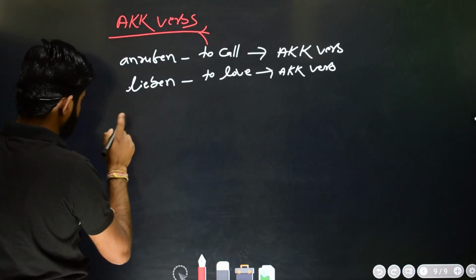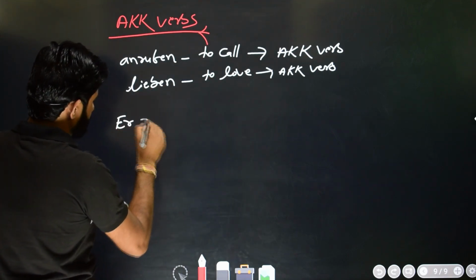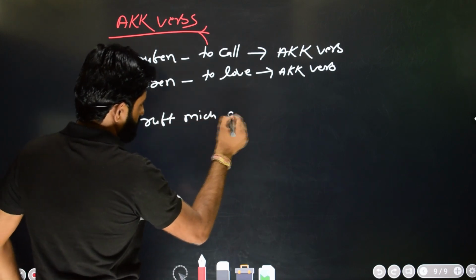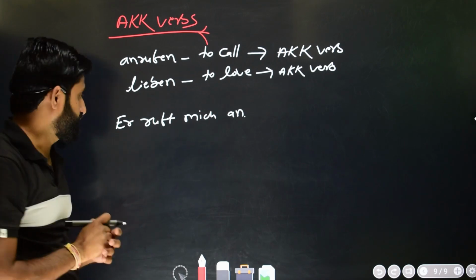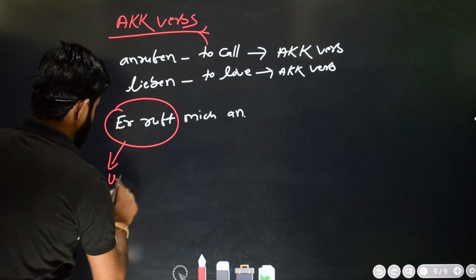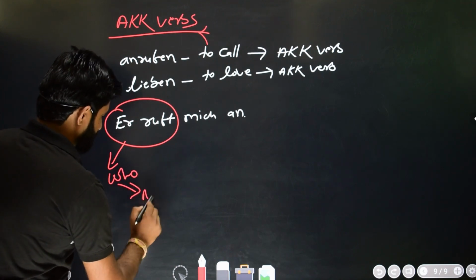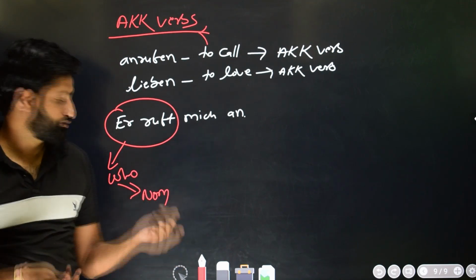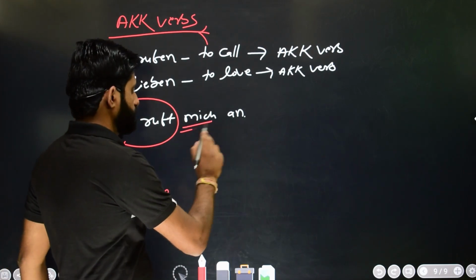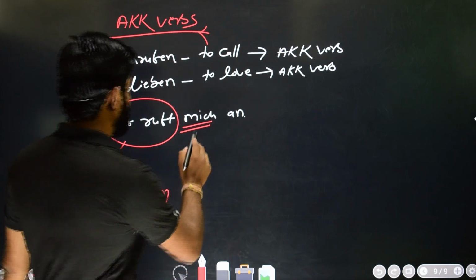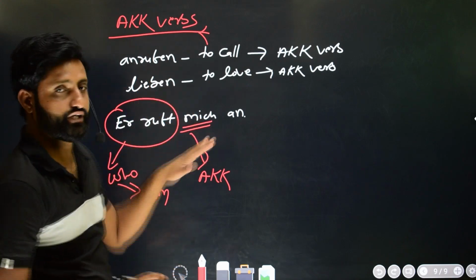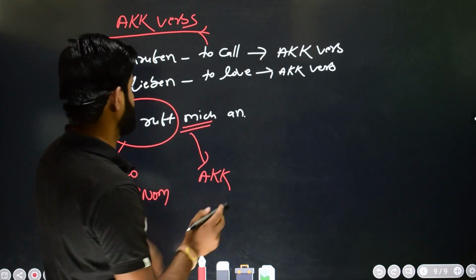Example: er ruft mich an. He is calling me. Now let's break the sentence. Who is calling? He is calling. So the question is with who. That's why this will be nominative. And why have I used mich over here? That is the accusative. Why? Because the verb anrufen is accusative. That is the reason this has come into accusative.